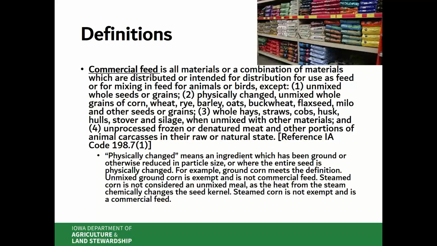And when I say physical change, it means that the ingredient has been ground or otherwise reduced in particle size, or where the entire seed is physically changed. For example, ground corn meets this definition of unmixed grain. Unmixed ground corn is an exception and not needed to be recorded on the report, but if you steam corn, it is not considered an unmixed meal, it is heat treated, and so it has chemically changed the seed kernel. So steamed corn would not be exempt and is needed to be reported on the feed report.